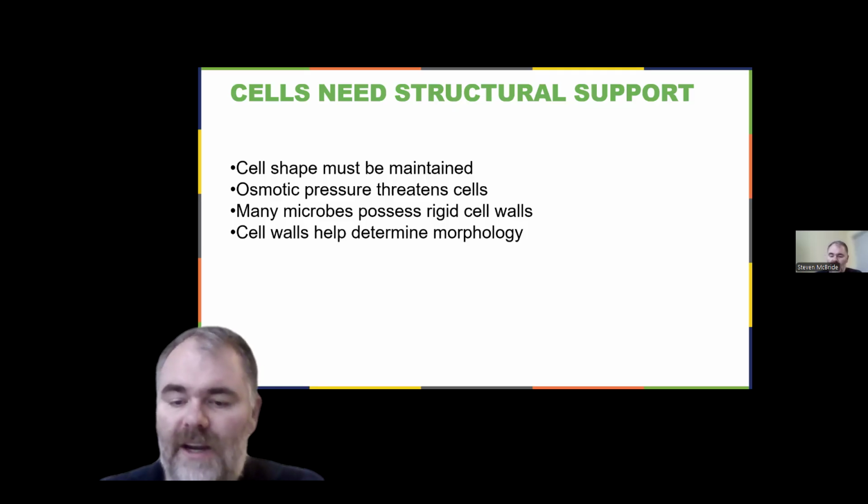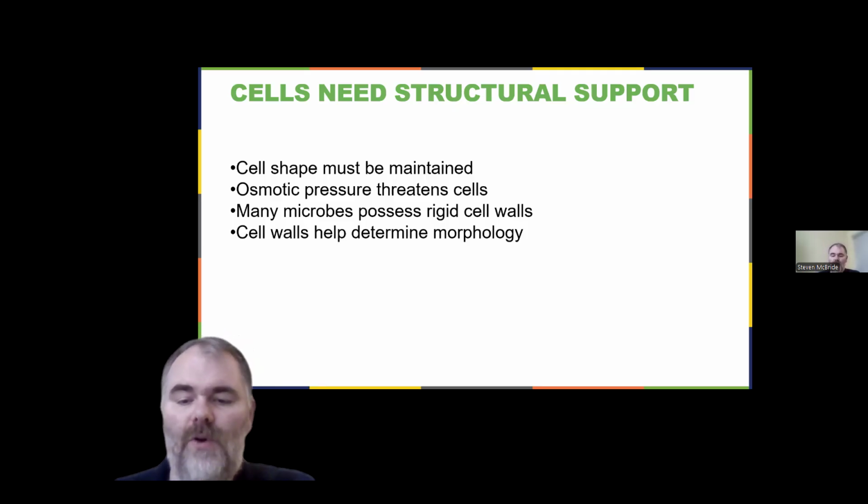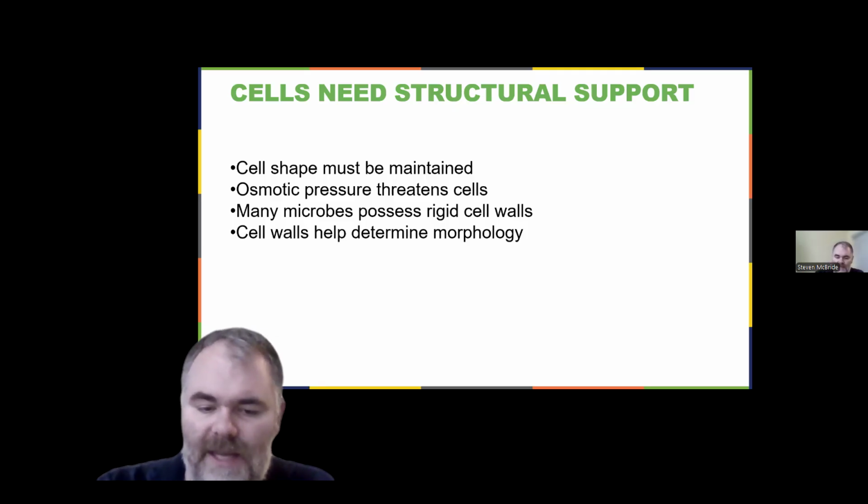The shape of a bacterium is often strongly influenced by the structure and organization of its cell wall. So while the plasma membrane forms the living boundary of the cell, the wall often provides the physical support that helps maintain cellular shape and integrity.